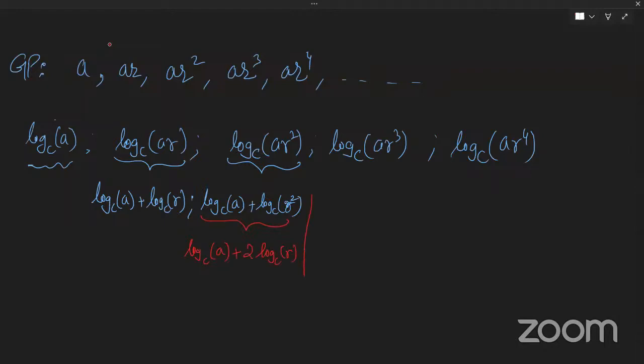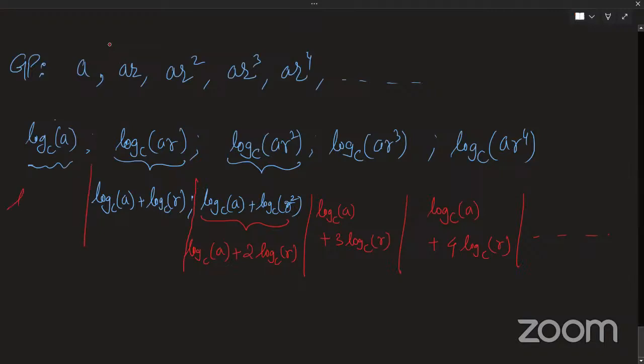Will the same thing happen here? So it is log C of A plus 3 times log C of R, right? Same. It is log C of A plus 4 times log C of R. Fine. Use the power formula of log.